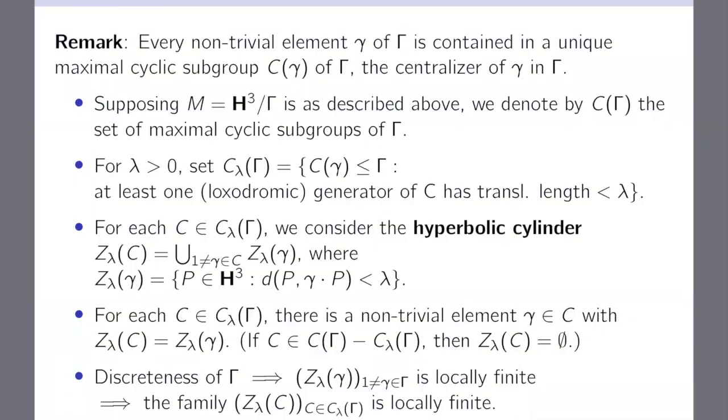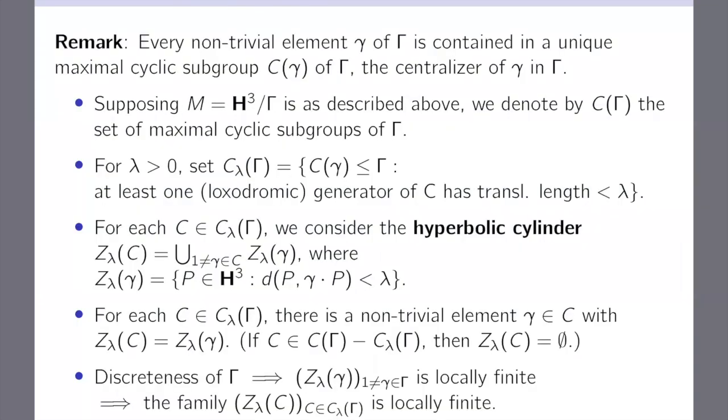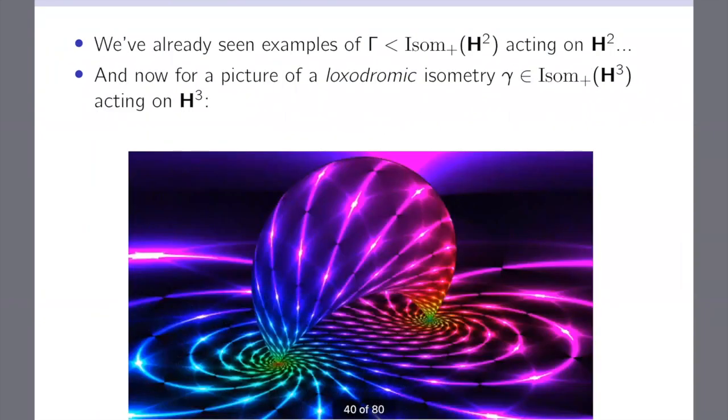Okay, so for this quantitative Mostow rigidity result, we need to know what a hyperbolic cylinder is. So Z sub log 2k minus 1 there. Okay, so we have this slide that defines it. Right? So defining things takes work, but instead we can use our picture of the banana that we have from before. Okay, so this is a hyperbolic cylinder.